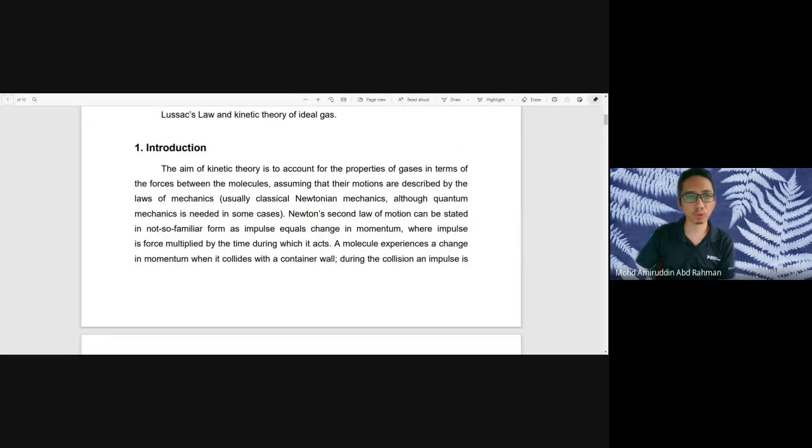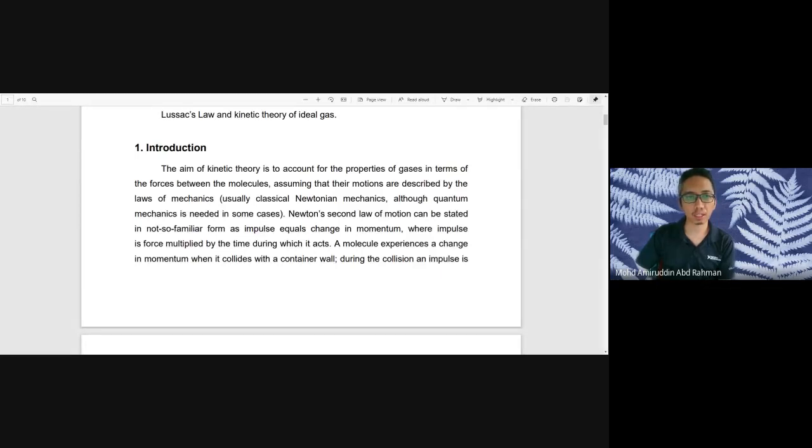Let's go to the introduction. The aim of the kinetic theory is to account for the properties of gases in terms of the forces between molecules. We assume that the motions are described by the laws of mechanics, so we use Newtonian mechanics, and also quantum mechanics. Here we use Newton's second law of motion.